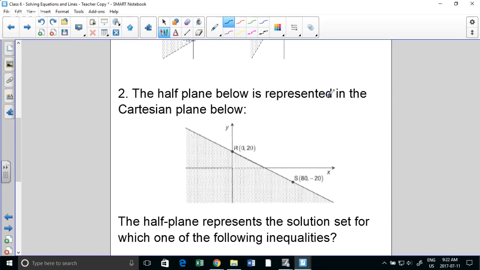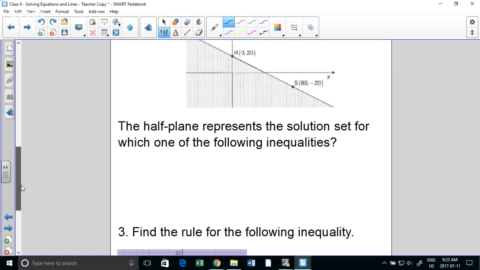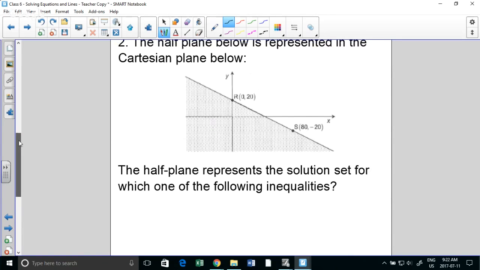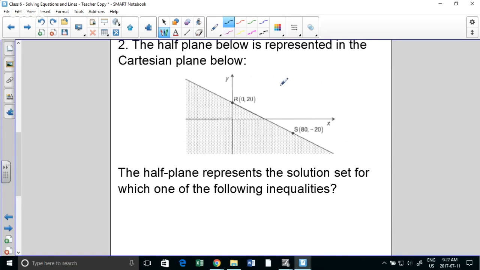The half plane below is represented in the Cartesian plane below. The half plane represents the solution set for which one of the following inequalities, or just create the inequality. So if you get this in a part B, you have to find the rule. It doesn't matter which form you find the rule in. In this case, I'm going to do y equals ax plus b because I don't have the two intercepts, but I do have one of them.